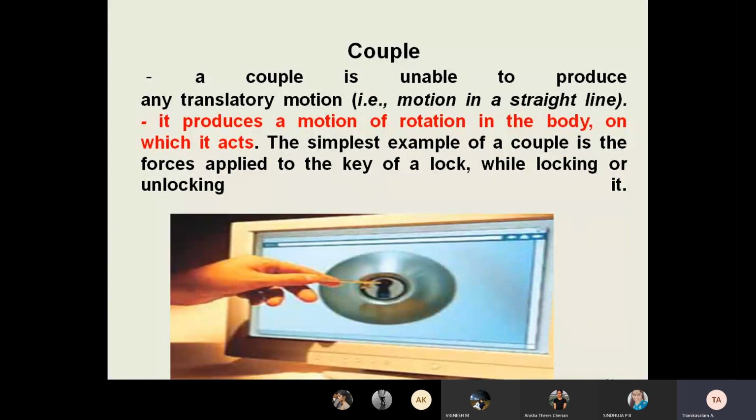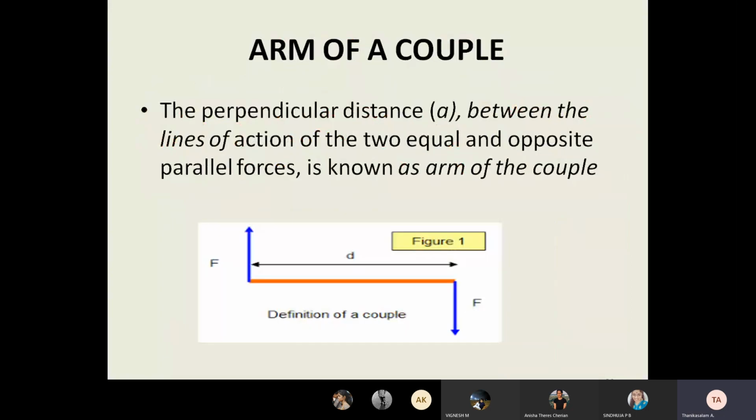So couple means two equal forces. This is the exact definition. Here F is upward and the same F acts downward, separated by some distance. We say this is called a couple. The D means the arm of the couple, the perpendicular distance, which I mention as A or D, between the lines of action of the two equal forces in opposite directions. The perpendicular distance between the lines of action of two equal and opposite parallel forces is called the arm of the couple. Couple means two equal forces acting in opposite directions and separated by some distance.